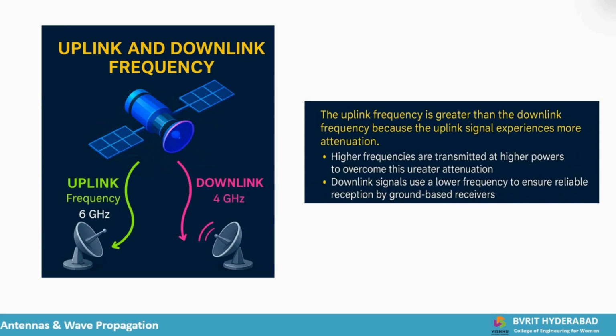In satellite communication, the uplink carries signals from the Earth station to the satellite, while the downlink carries signals from the satellite back to Earth. Typically, the uplink frequency is higher than the downlink frequency to ensure reliable communication. The uplink frequency is kept higher than the downlink frequency because the satellite has limited transmit power. A lower downlink frequency experiences less atmospheric attenuation, allowing the weaker satellite signal to reach Earth more reliably.